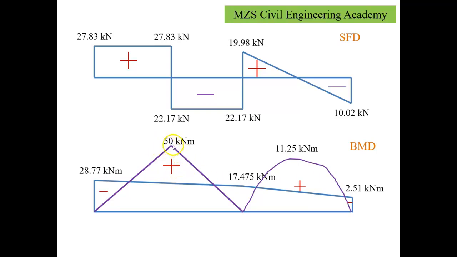Now, how do we get this free end moment? We know for the load which is at the mid span, we have the relation WL by 4. The W here was 50, 50 into 4 by 4. It comes to 50 kilonewton meter here.